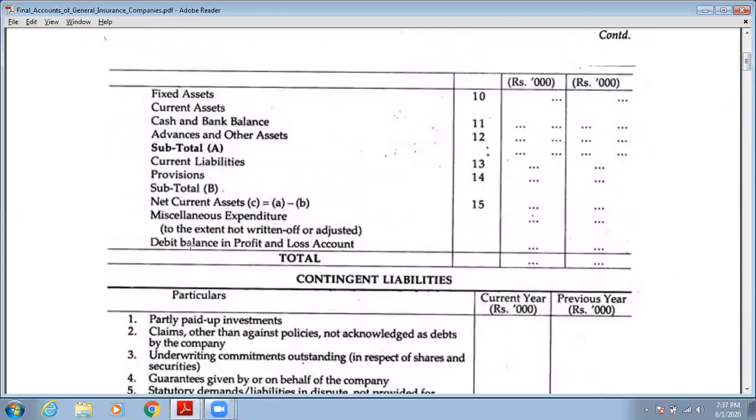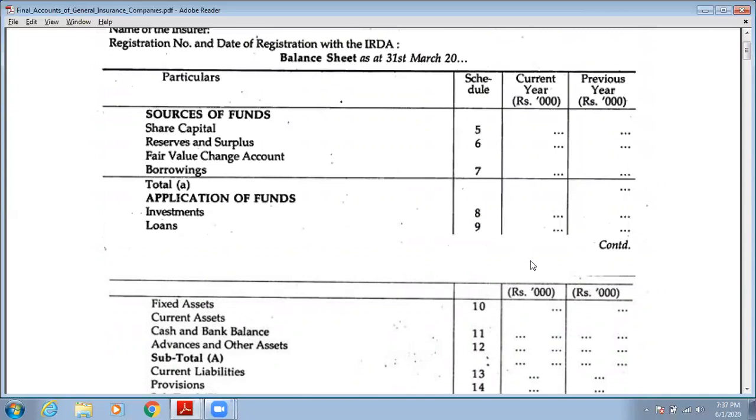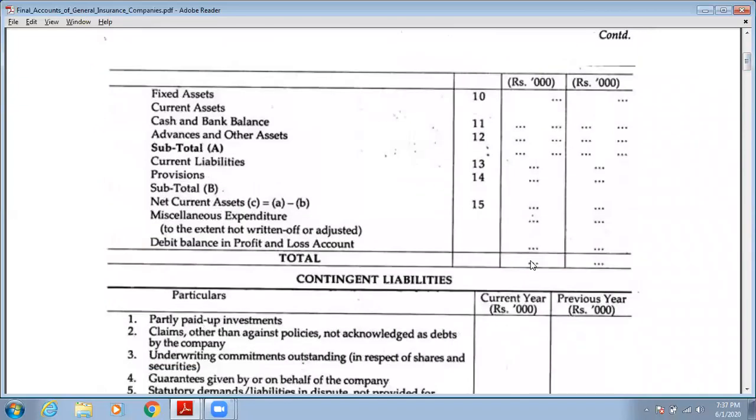Okay. Then the debit balance of the profit and loss account you will write here, and you will do the total of the whole balance sheet. Both the total of liabilities and the total of assets will be the same.